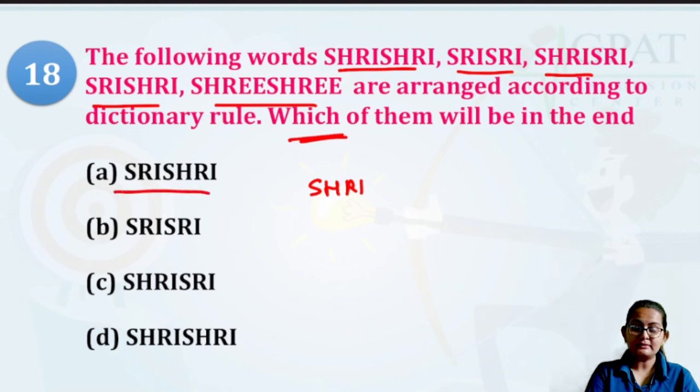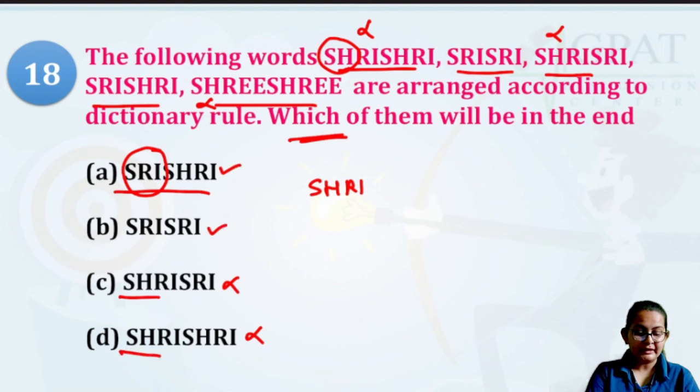First of all, check whether this particular word will come at the end or not. So Shri, Sri. First of all, let me see. SH will come first. So the words which have SH at the start, they are gone. Okay, they will come first in the dictionary. We are left with the remaining two.